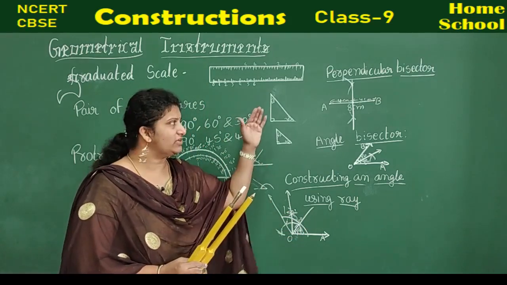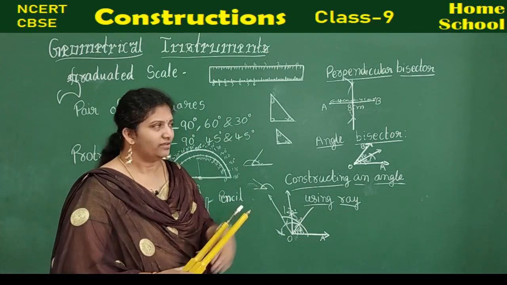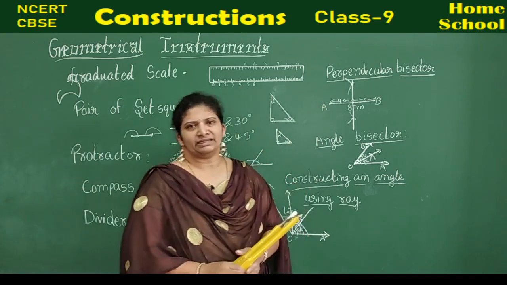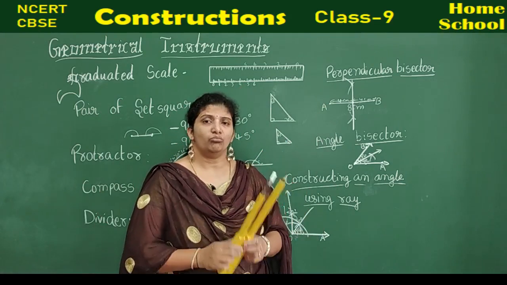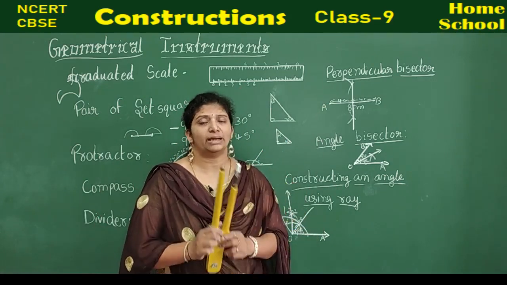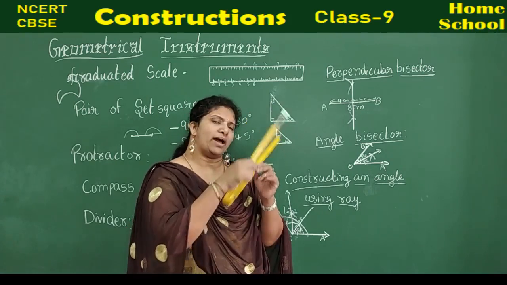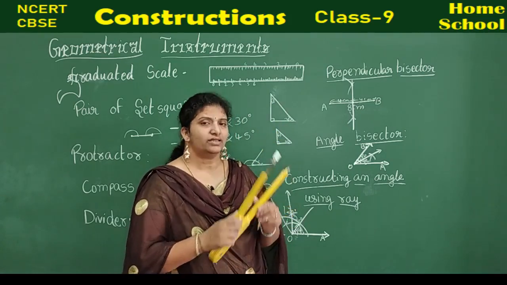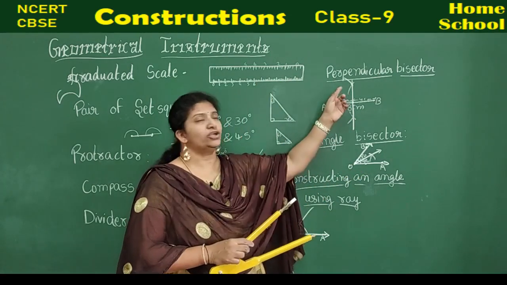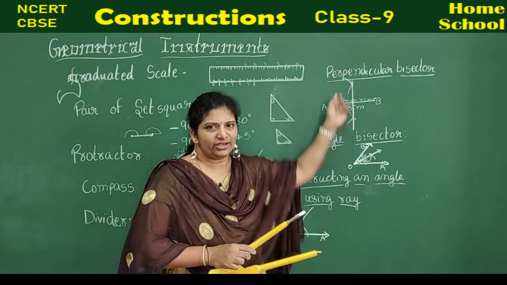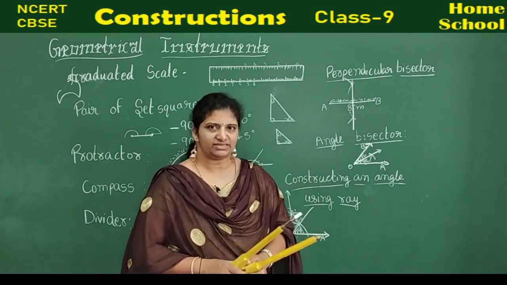Once again, let's have a look at all three concepts we are going to do in this chapter. Ready? Perpendicular bisector. Given a line segment, first you draw a line. Then, more than half using your compass, take the radius and draw the arc above and below. Then with the other point as a center, cut the arc. Where the two arcs intersect, join the line. What you get is the perpendicular bisector.